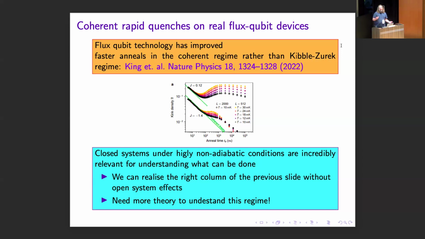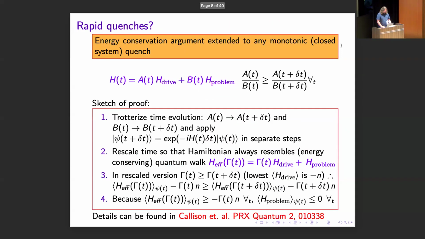And you can imagine now the idea of rapid, way too rapid for the adiabatic theorem, but still fast quench, where you don't have to think about open quantum system effects, really is realistic. That really is a realistic setting for doing theory. And we want to understand what's going on there.